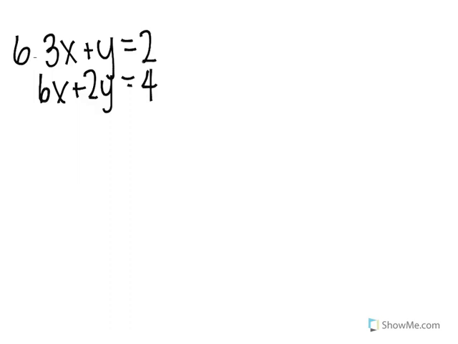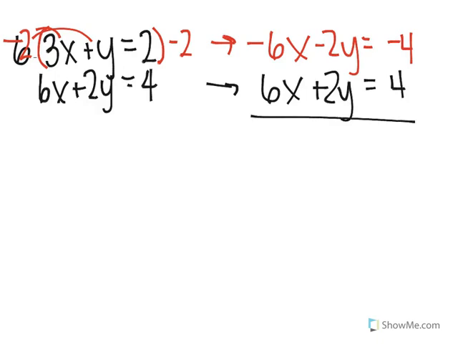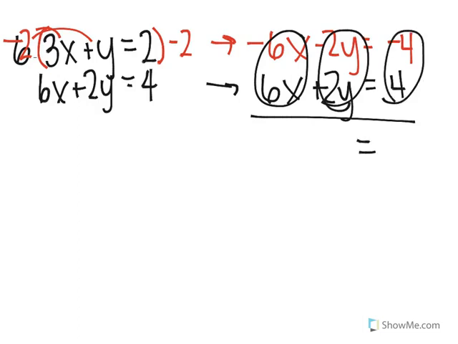So for this first equation here, I see that if I multiply it by -2 on both sides, I'm going to be able to eliminate those x's, and I'll also eliminate those y's, and we'll see what happens here. So I end up with -6x minus 2y equals -4. And then that second equation was 6x plus 2y equals 4. So when I combine them, I end up with 0 equals 0.